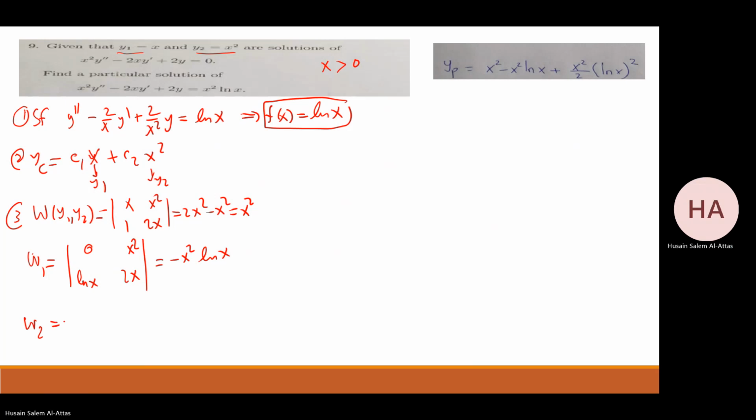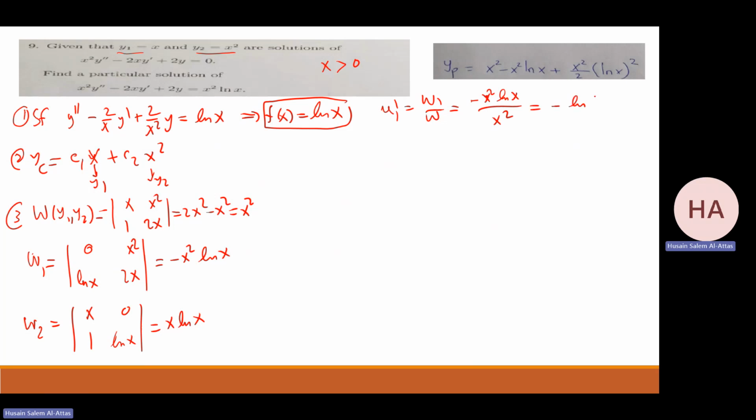Okay, everything is okay. Good. W2, I have x and 1, 0, ln x. That gives me x ln x. Okay, U1 prime. That will be W1 over W. That will be what? Minus x squared ln x over x squared. That will be minus ln x.